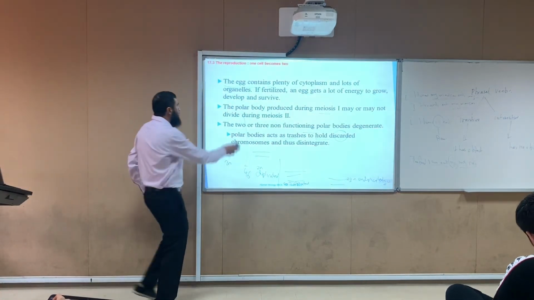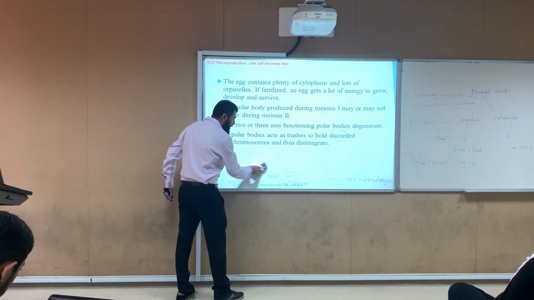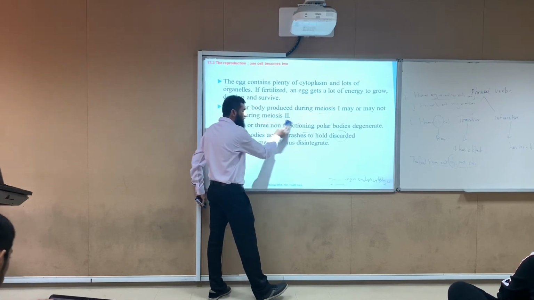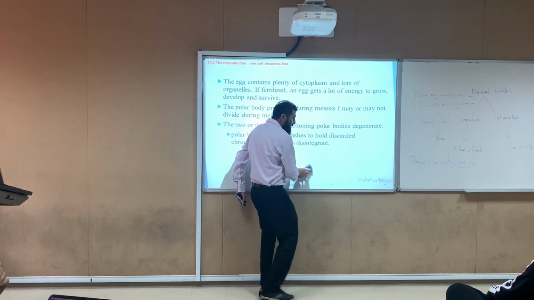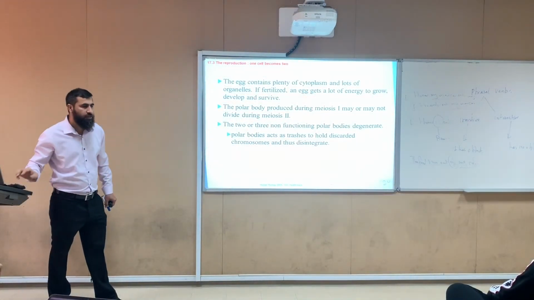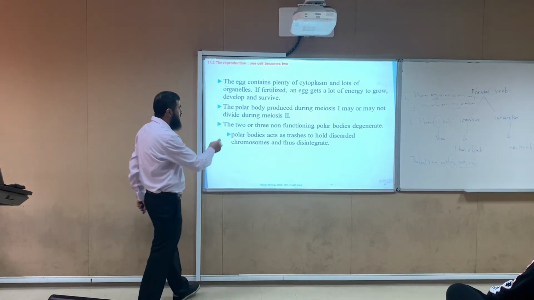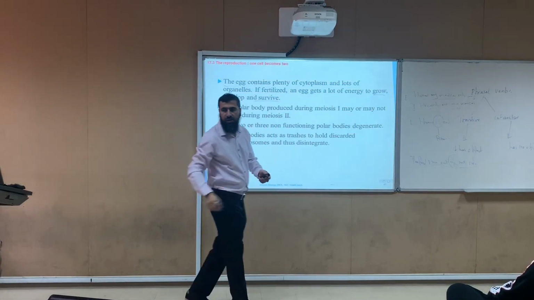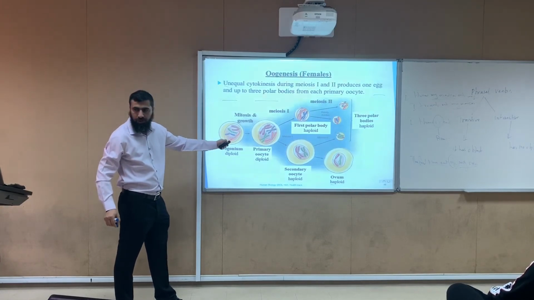So the reason we get this unequal cytokinesis is that in the initial stages, the egg needs a lot of energy and lots of organelles when it's fertilized. So it carries most of the cytoplasm with all those organelles and cellular components. So it gives a chance for the cell to grow and develop and survive, okay? That's why most of the cytoplasm ends up in the ovum and very little ends up in the polar bodies.